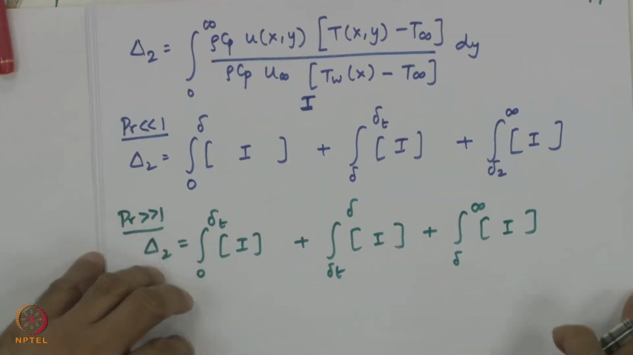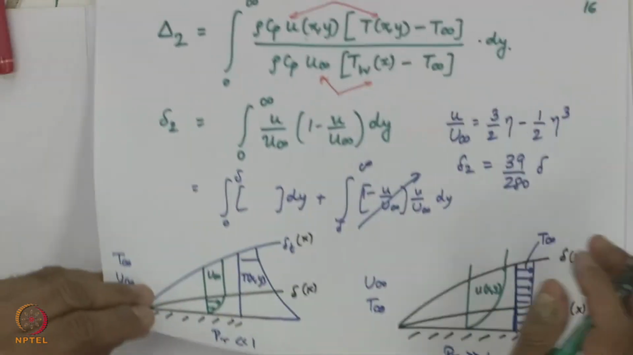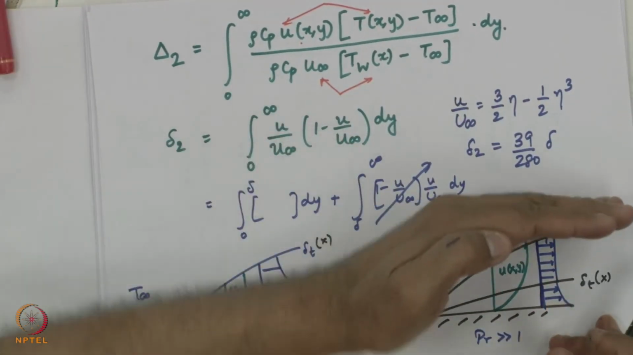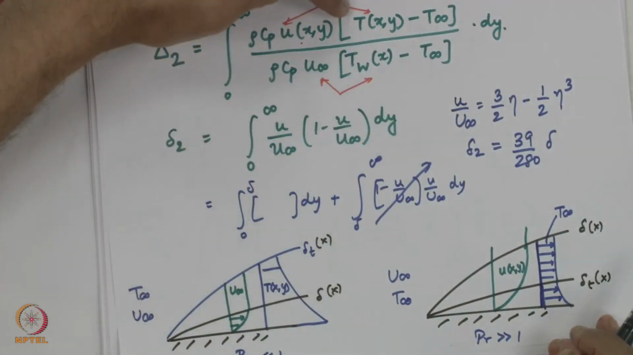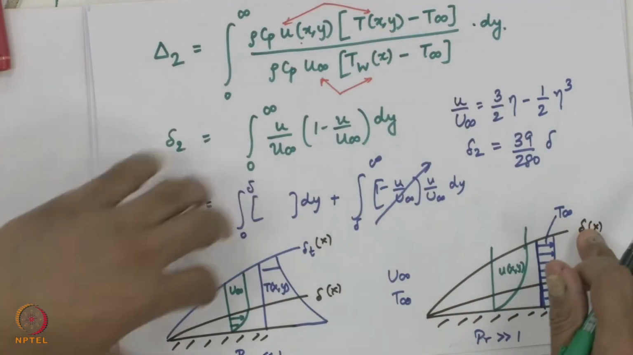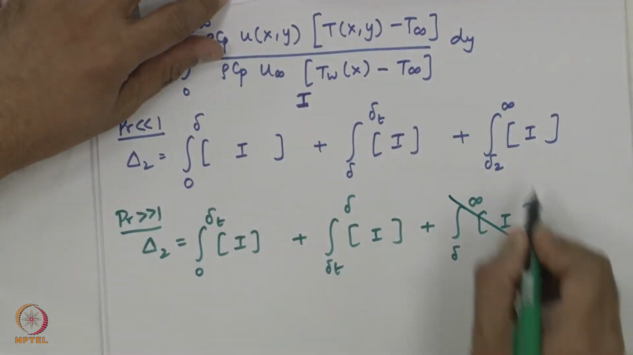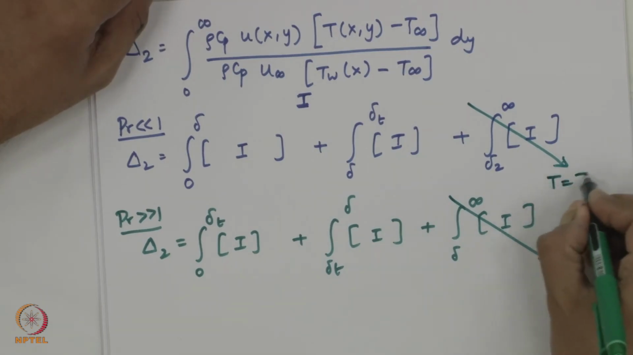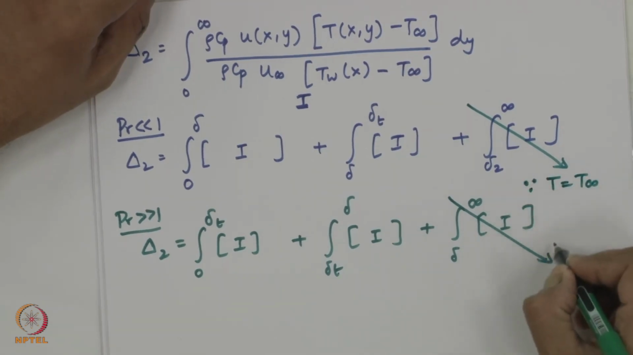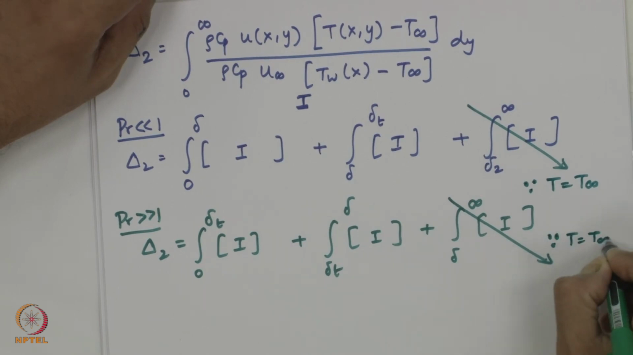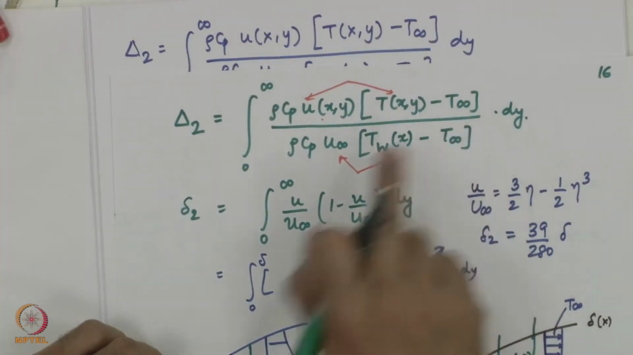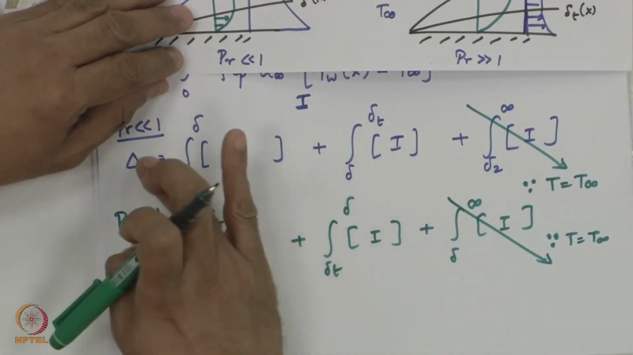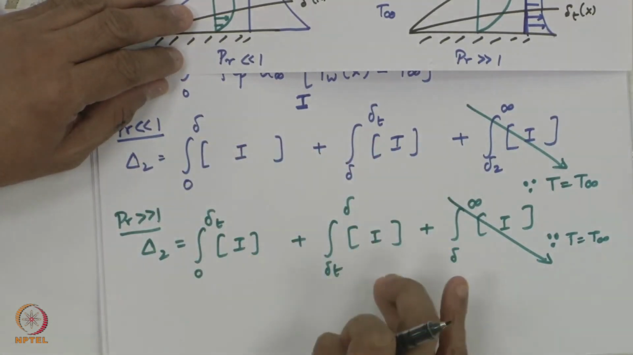Correct? Now, this thing, if you look beyond delta T or beyond delta, where you are talking only of temperature equal to T infinity, in both cases, this is going to drop off. So, everywhere, Prandtl number greater than 1 or less than 1, this term is going to drop off because T is equal to T infinity. So, the difference is going to be equal to 0, therefore, the integrand would be 0. Now, for Prandtl number less than 1, I have 2 terms, greater than 1, I have 2 terms.